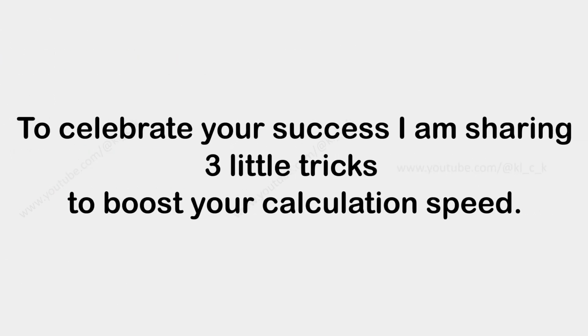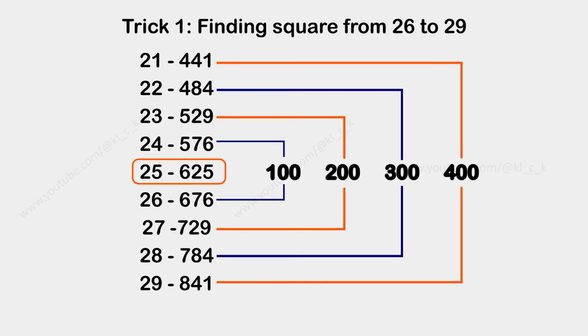So, to celebrate your success, I am sharing 3 bonus tricks. Trick 1. Finding square from 26 to 29. As we already know square of 21 to 25, so it is very easy to calculate square of 26 to 29. Just add the difference as shown on the screen. Here 25 square is center. Add 100 to 24 square to get 26 square. Add 200 to 23 square to get 27 square, and so on.